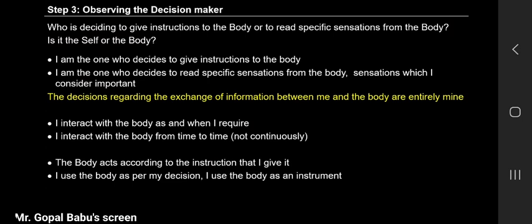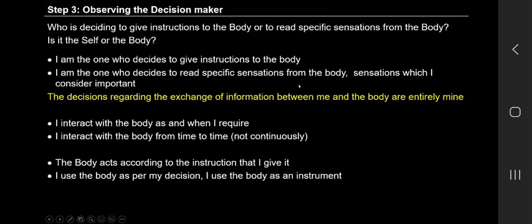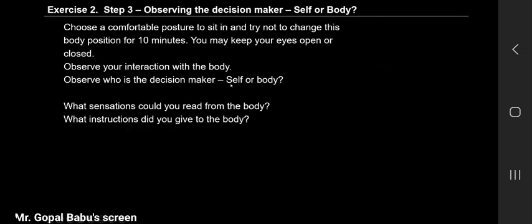I interact with the body as and when I think it is important, from time to time. Similarly, I give instruction to the body and the body acts according to my instruction. So it is happening with choices. I am not hard bound with the body. With this, we studied step three.